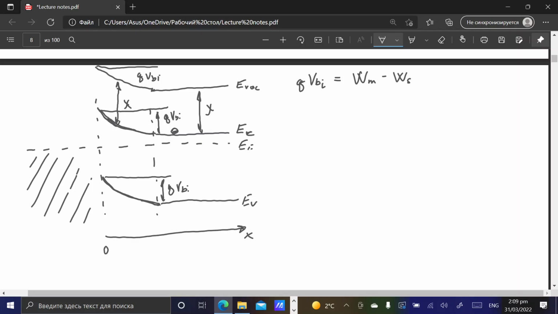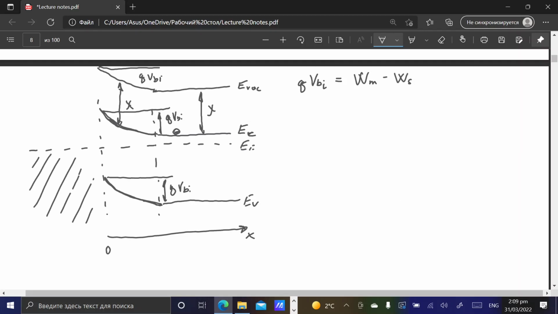This will be 0, our interface between metal and semiconductor. We remember from previous discussions that equilibrium charge carrier concentration, in this case electrons in the conduction band, is equal to NC, the effective density of states at the bottom of the conduction band, times exponent of minus EC minus EF divided by kT. So that is the equation which gives us concentration of charge carriers.